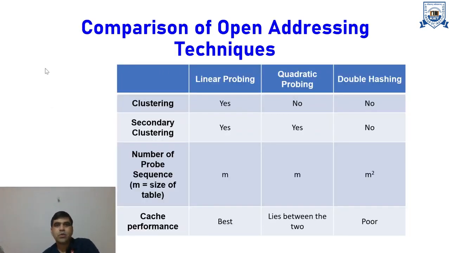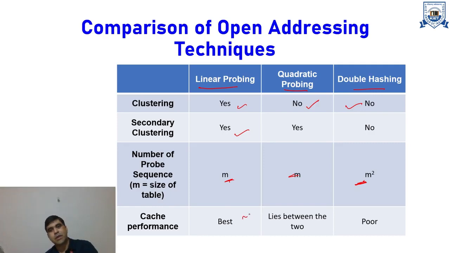So for the comparison of open addressing, we have discussed three methods: linear probing, quadratic probing, and double hashing. Clustering is there in linear probing, while in quadratic probing primary clustering is avoided. Secondary clustering is there in quadratic and linear probing, but in double hashing no. For the number of probe sequences, with m the size of the table, the number of probes is m in linear, and again m in quadratic. In double hashing, the number of probes can be m squared.